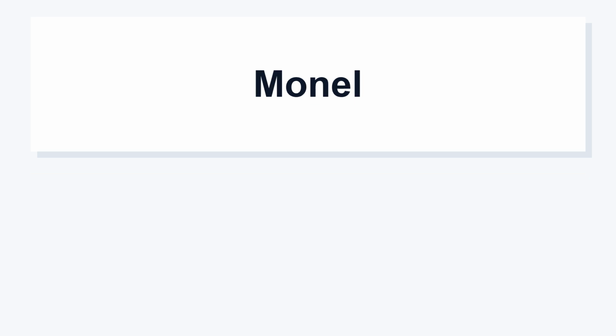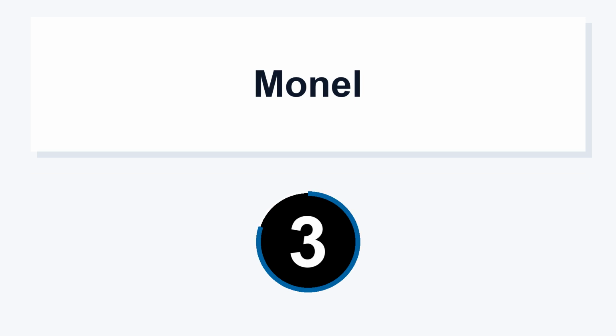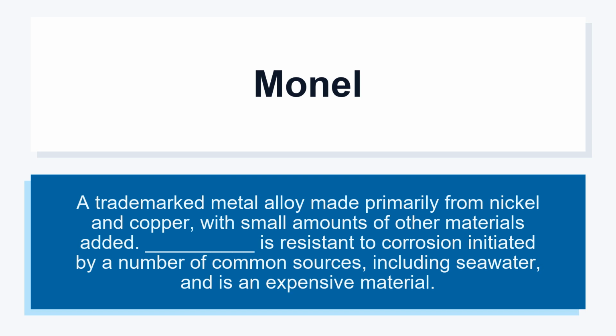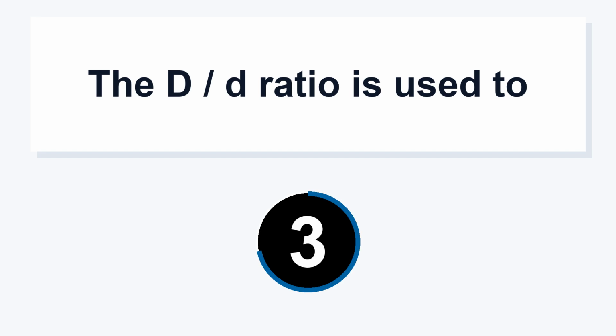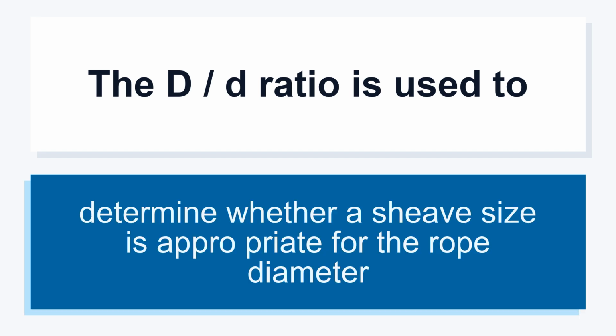Monel. A trademarked metal alloy made primarily from nickel and copper, with small amounts of other materials added. ______ is resistant to corrosion initiated by a number of common sources, including seawater, and is an expensive material. The D/D ratio is used to determine whether a sheave size is appropriate for the rope diameter.